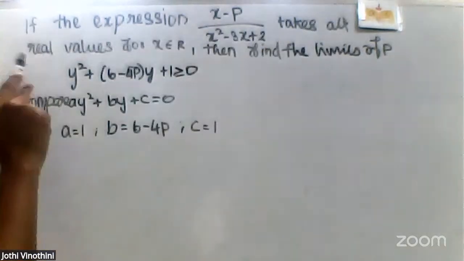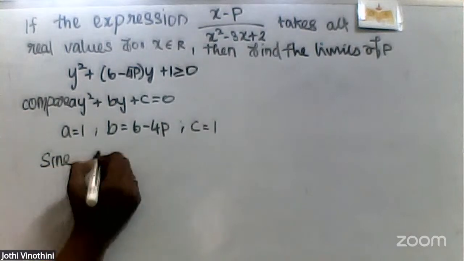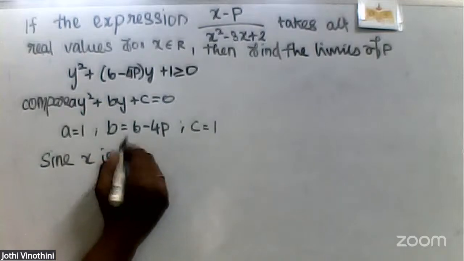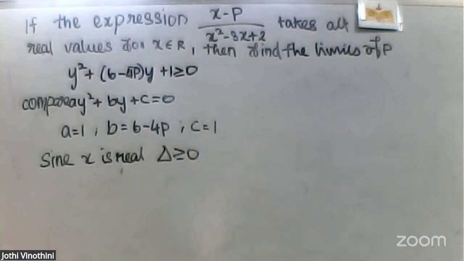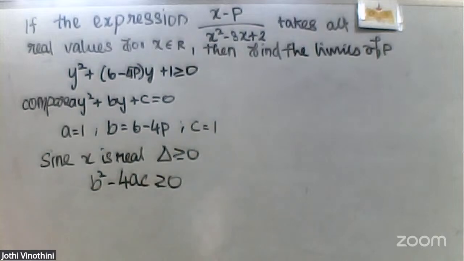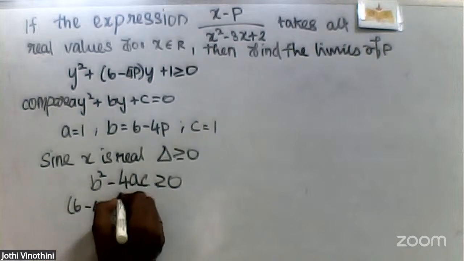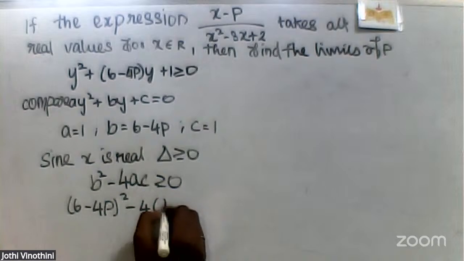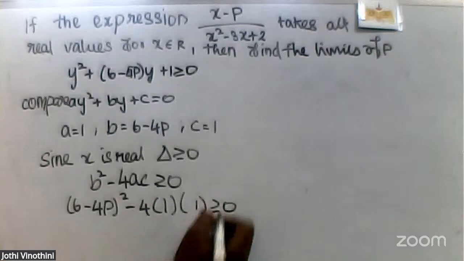Since the question takes all values as real, so I can take real. Del must be greater than or equal to 0. If del is greater than or equal to 0, b squared minus 4ac must be greater than or equal to 0. So we know the value of b, which is 6 minus 4p whole squared, minus 4 multiplied by a, which is 1, and c is also 1, right? Right. Must be greater than or equal to 0.